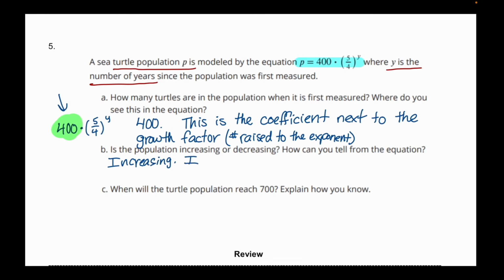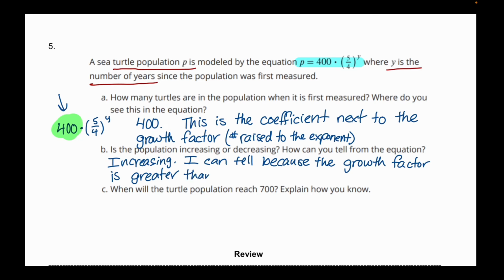So increasing. I can tell because the growth factor is greater than 1. So when will the turtle population reach 700? And explain how you know.